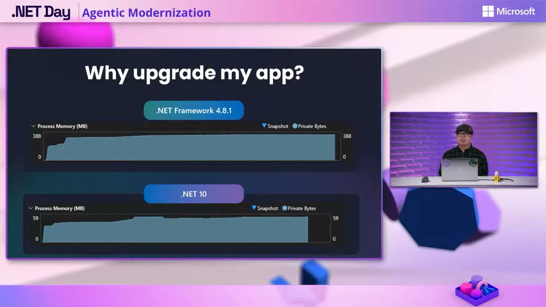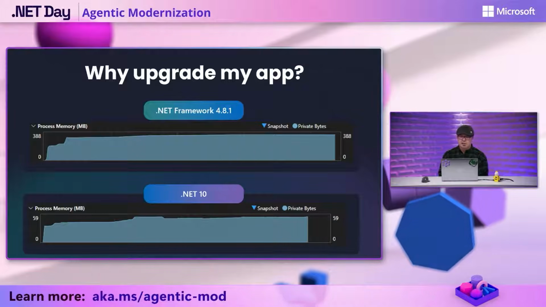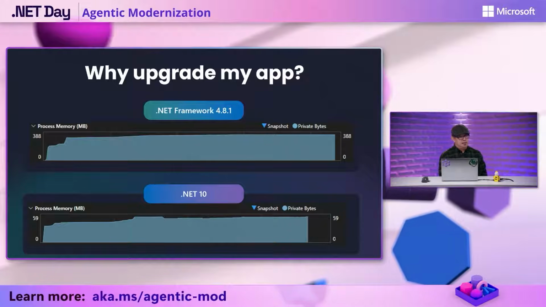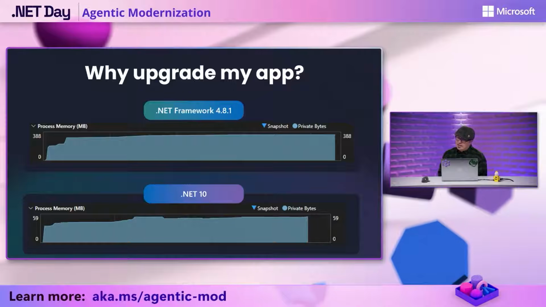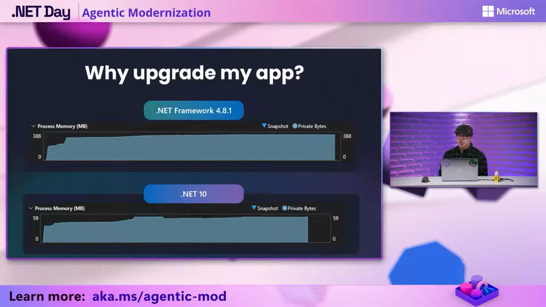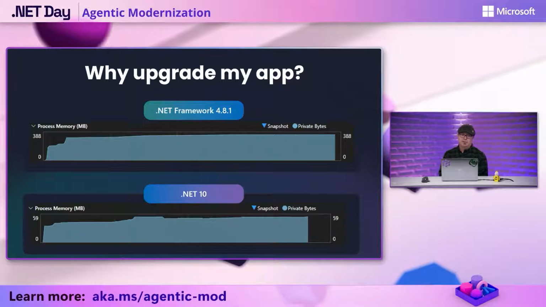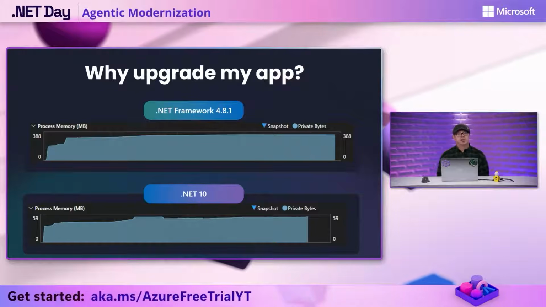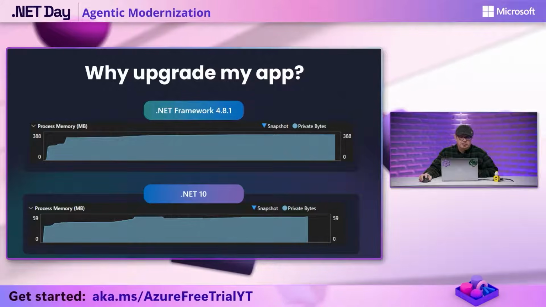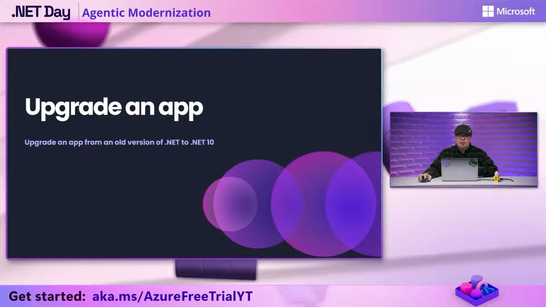But when I did take a look at the memory, you can see here that the process memory of the framework app was around 400 megs, and the process memory of the .NET 10 app was around 60 megs. What that tells you is that we basically had an 84% improvement, and got an over 6%, almost 7% more memory efficient app. That's what you get when you upgrade your app, and that's why we talk about upgrading your app, because we want you to be able to run more instances of your apps in the cloud. So without further ado, let's go ahead and talk about what that would look like.